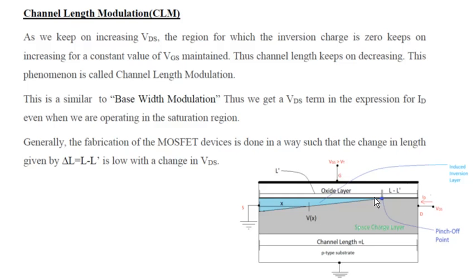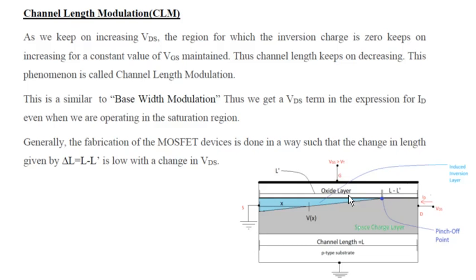So for a short channel, if we are increasing the VDS while maintaining VGS constant, pinch off will occur. After pinch off, the channel length will reduce. Even though the channel length is reduced, there should still be an increase in the current ID. That's why it is called channel length modulation. This is similar to base width modulation. Thus we get a VDS term in the expression for ID even when we are operating in the saturation region.